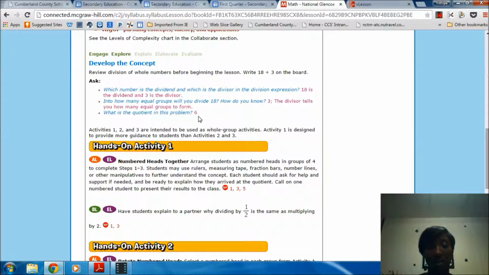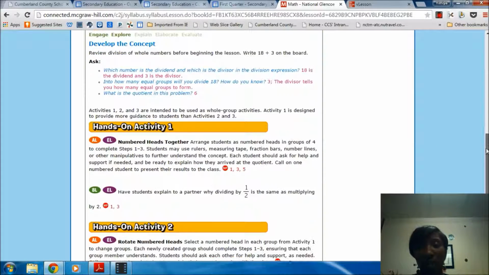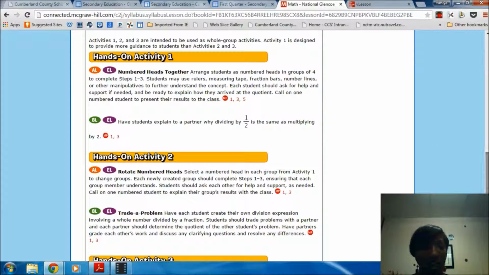So when they came in that next day, this is what I'm preparing for them. We're going to go immediately into the inquiry lab. And the way that this resource suggests that I go about it is not just by posting it up there. It's by doing a numbered heads together. So if I have 30 students in the class, I'm going to have them number 1 through 4. And it says arrange students as number heads in groups of 4 to complete steps 1 through 3.